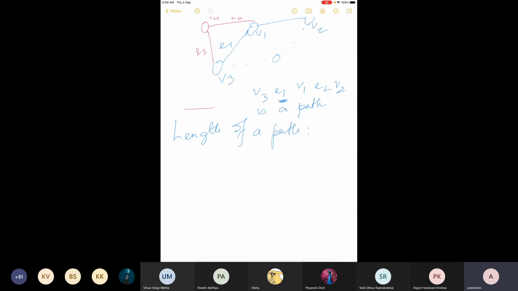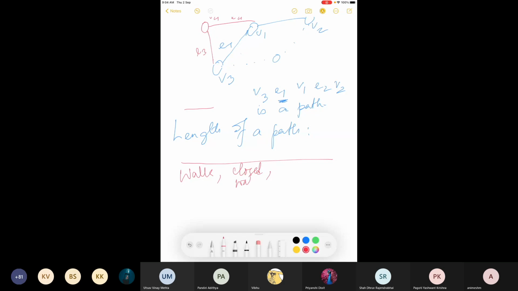So, just a quick recap. We were talking about walk, closed walk, open walk. And we reached up to the definition of a path.